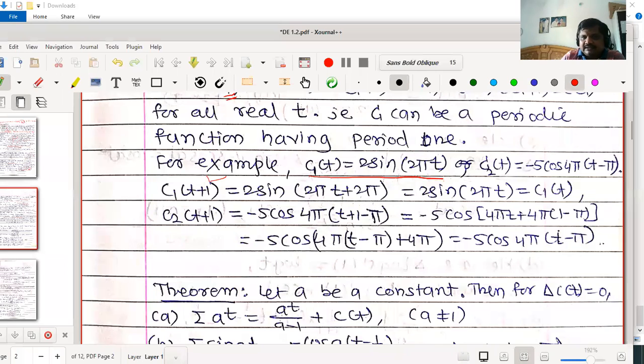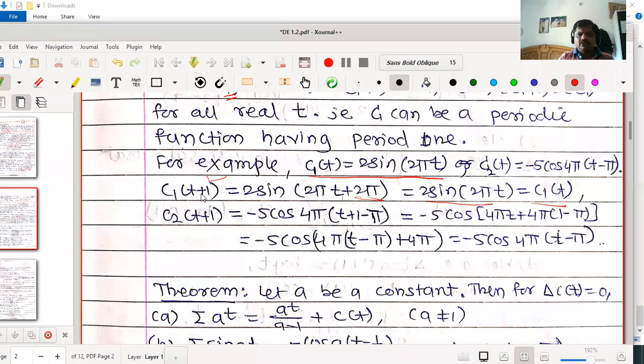We know that sine function is periodic with 2 pi. That means sine of theta is the same as sine of theta plus 2 pi. Therefore this 2 sine (2 pi t plus 2 pi) becomes 2 sine 2 pi t again. And what is 2 sine 2 pi t? It is again c1(t). So what you obtain there? c1(t) is the same as c1(t plus 1).